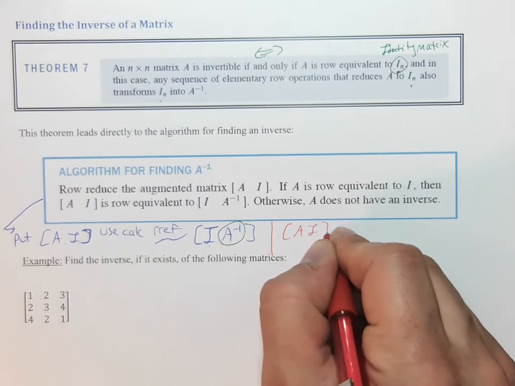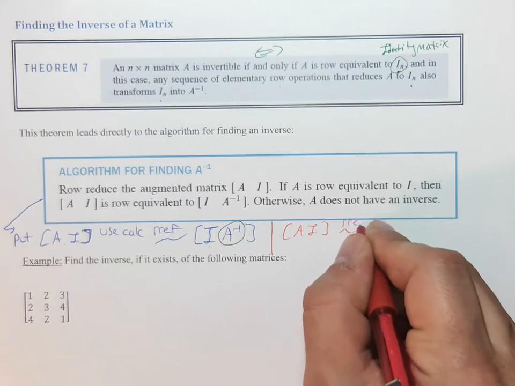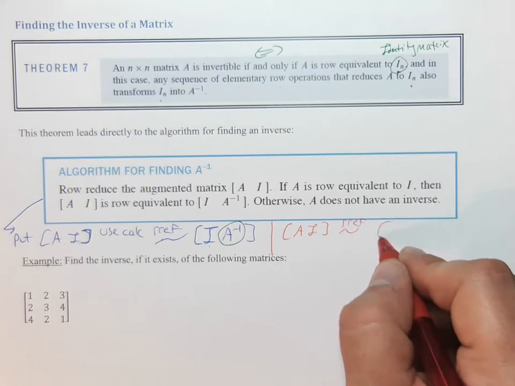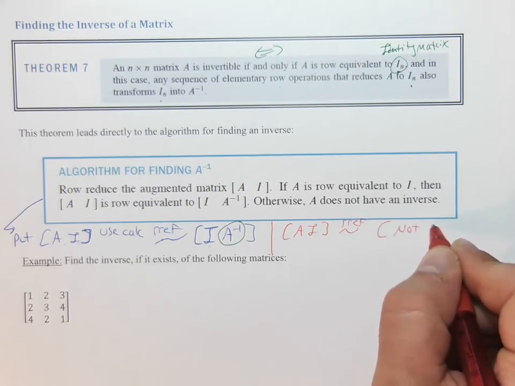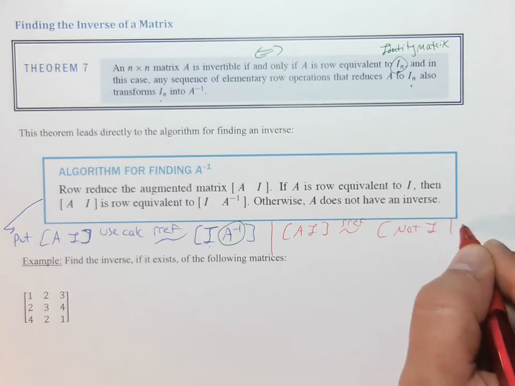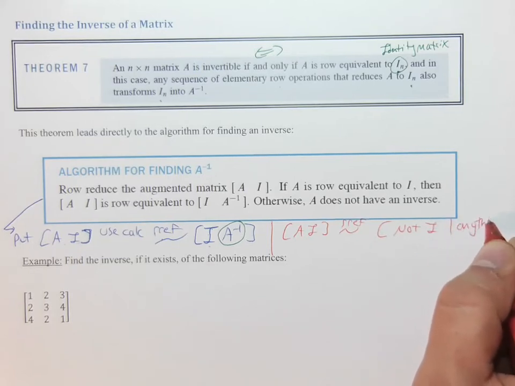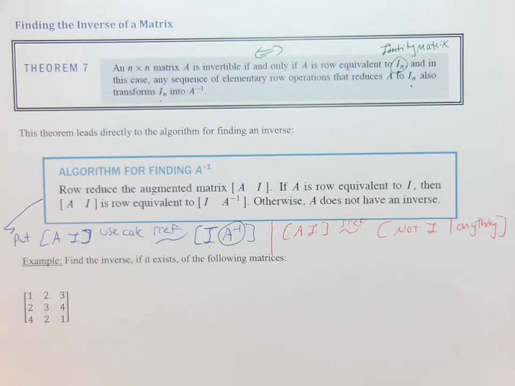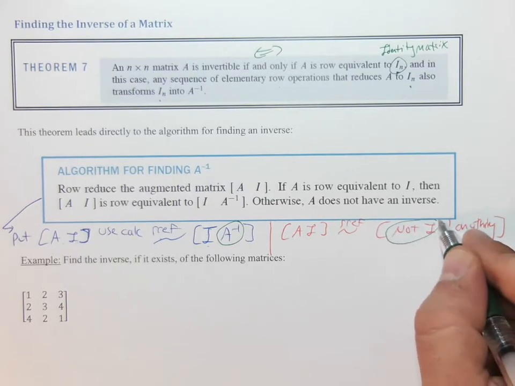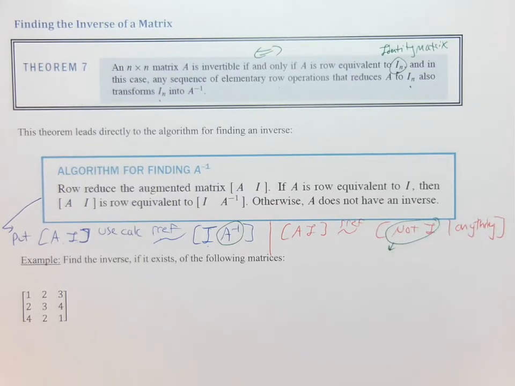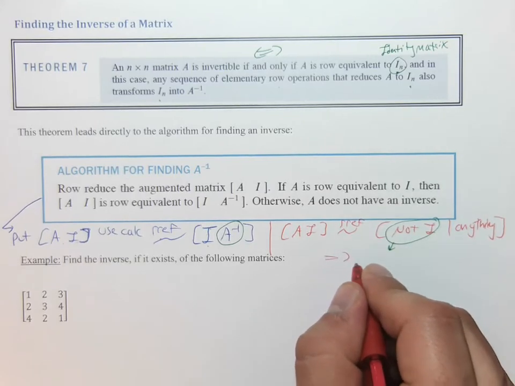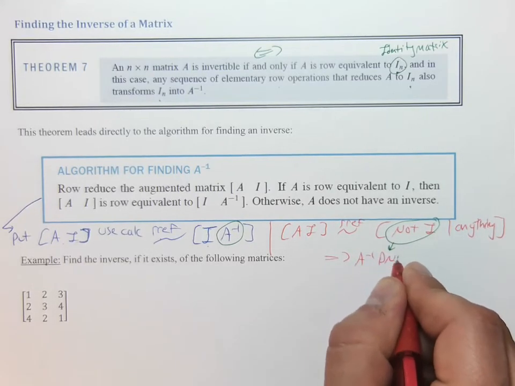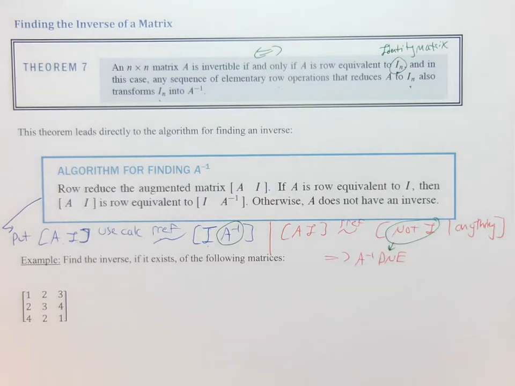Now, since we know not all matrices have an inverse, if you put it in there with the identity matrix and you row reduce, and you get something that's not the identity matrix here, and really anything else here, this implies that there's no inverse. Okay? Really super easy to do.